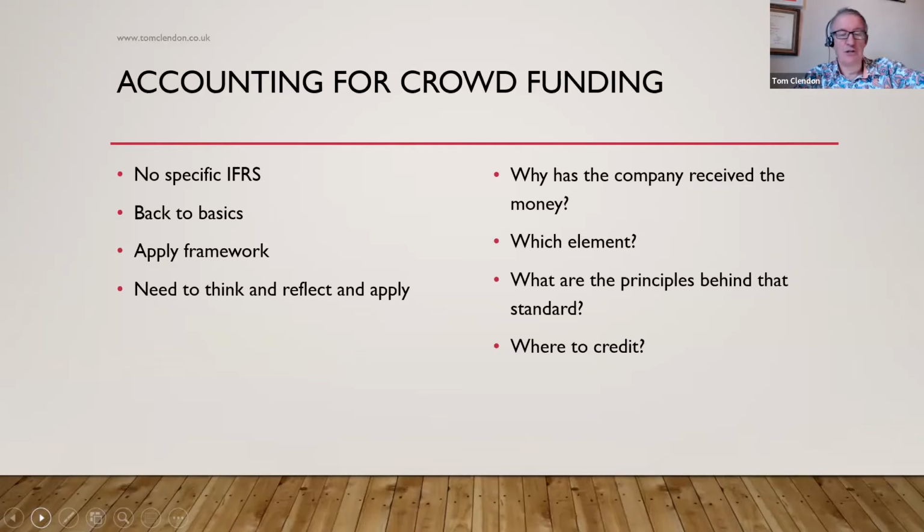Money's come in, debit cash. But where's that money come from? Why have you got that money? Now, there are only 5 elements. You've got assets, which are debit. So we're debiting cash. It's not an expense. So you've got a credit. You've only got one of 3. It's either income, you've made a sale. It's either a liability, so you've got to pay the money back, or you've given shares in the company. There's one of 3.